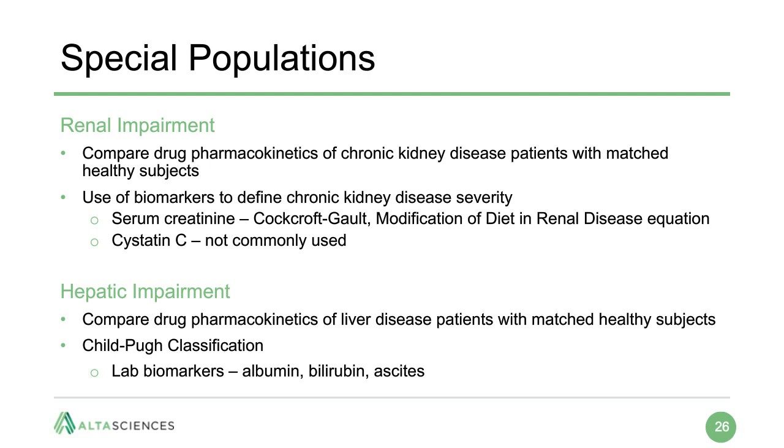Similar studies in hepatic impairment patients also need to be done for drugs cleared by the liver. In order to define severity of the disease, we usually classify patients using the Child-Pugh score, which is a composite score of 5 clinical measures of liver disease. 3 of these measures use the lab biomarkers albumin, bilirubin, and ascites.